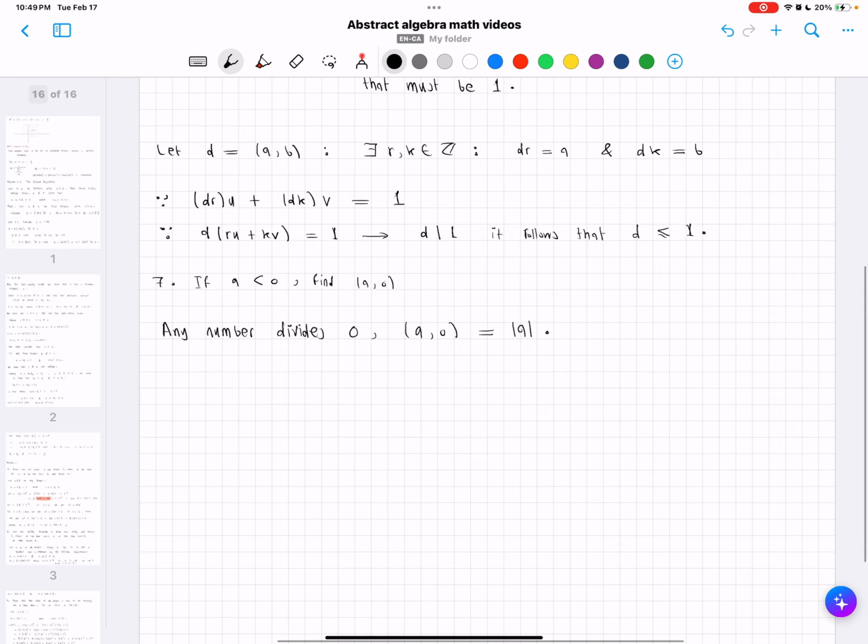Okay. Yeah. So let's see question 3, I guess. If a divides b and b divides c, prove that a divides c.